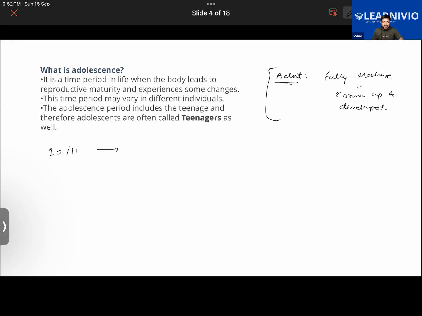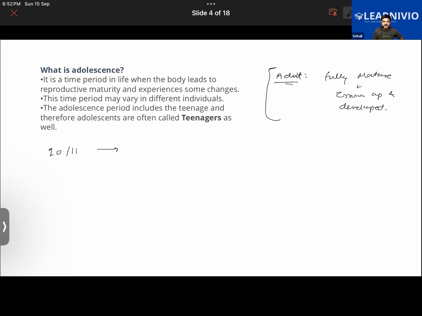Now, adolescence is a period of transition. It is a period of life in human beings when a person is neither a child nor an adult. A child between the age of 10 and 18, what will you call them? We call them teenagers, but not adults. It is only after the age of 18 or 19 years that they are called adults. Getting it, all of you?